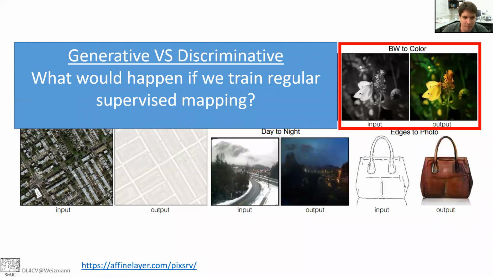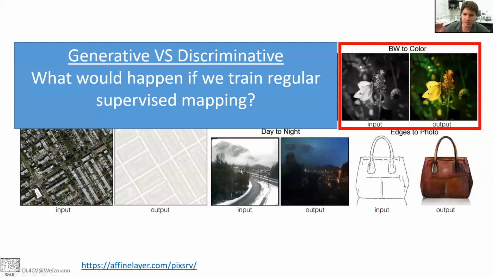I'll just use MSE. Sorry, Dana? Average of something? Average of something is correct. So I'll probably get the average color for everything that I can get. So probably a butterfly will always be just gray. Okay. And this is a very important observation for understanding generative models in general.